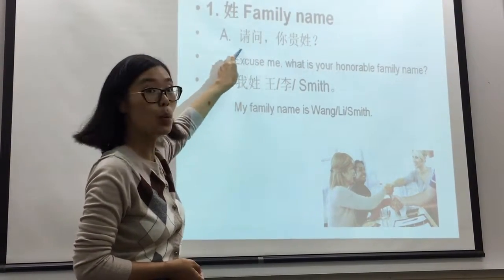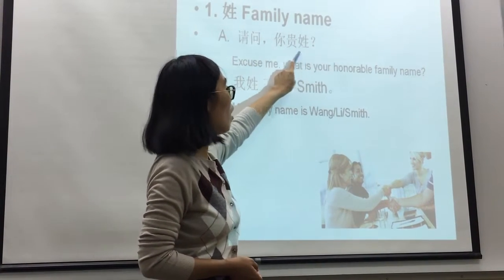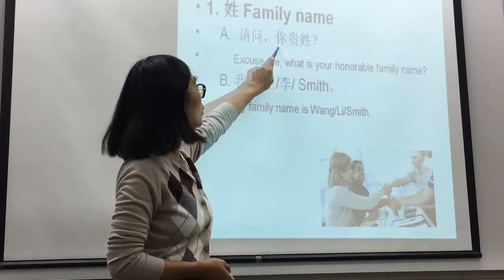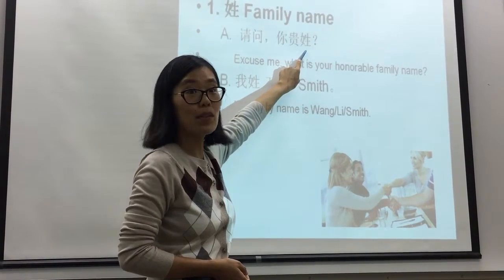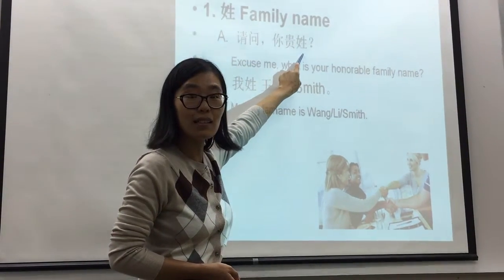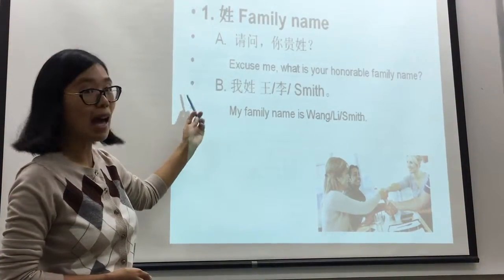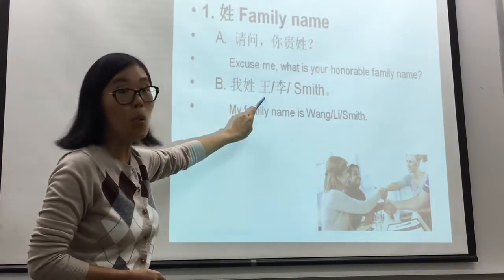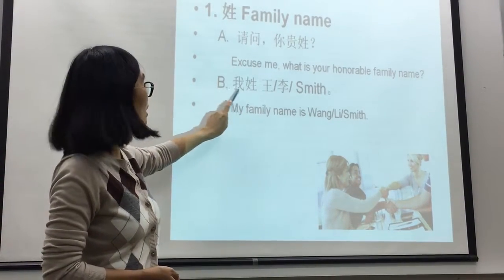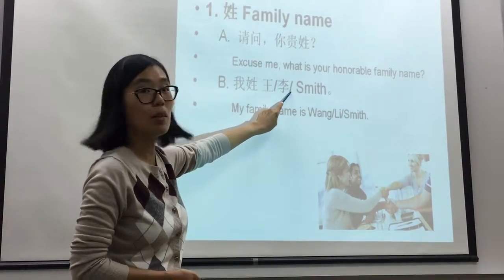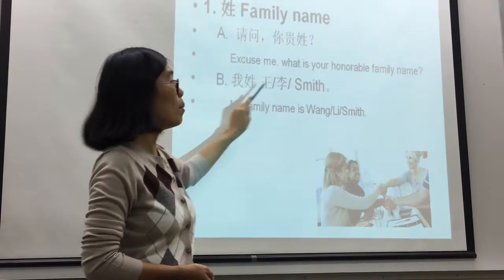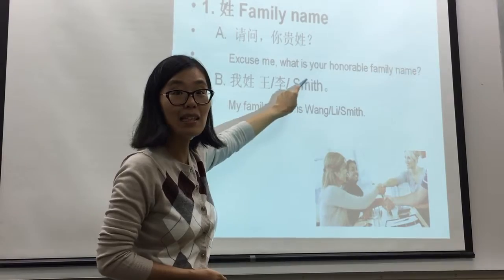Excuse me, 请问 what is your honorable family name? 你贵姓 you honorable family name. So what is your honorable family name? 请问你贵姓? And now we should answer. 我们要回答我姓王 My family name is 王. 我姓李 My family name is Li. 我姓 Smith My family name is Smith.